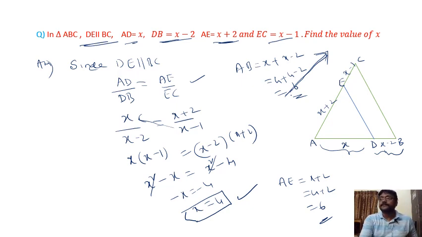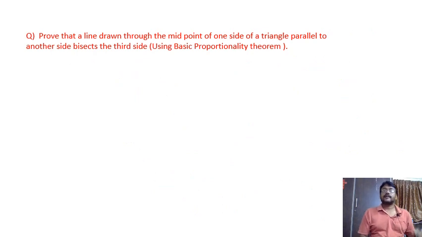Okay, let's move further. Right, let's do one more important question. Prove that a line drawn through the midpoint of one side of a triangle parallel to another side bisects the third side. Okay, have you observed the three phrases that were given?